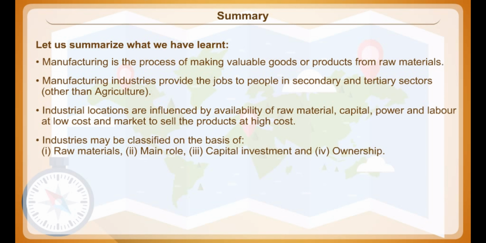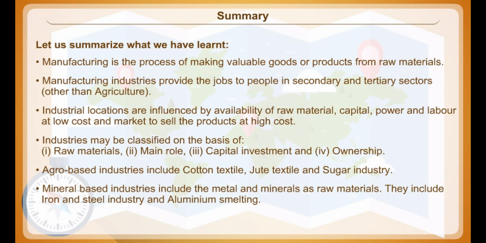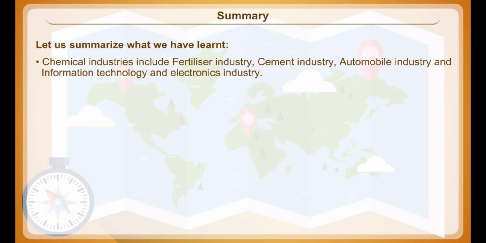Industries may be classified on the basis of 1. Raw materials, 2. Main role, 3. Capital investment, and 4. Ownership. Agro-based industries include cotton textile, jute textile, and sugar industry. Mineral-based industries use metal and minerals as raw materials. They include iron and steel industry and aluminium smelting. Chemical industries include fertilizer industry, cement industry, automobile industry, and information technology and electronics industry.